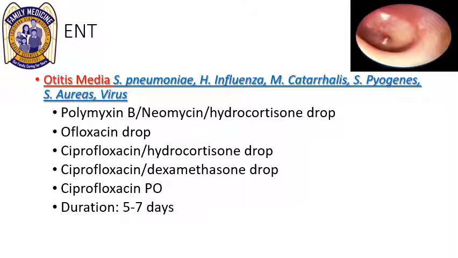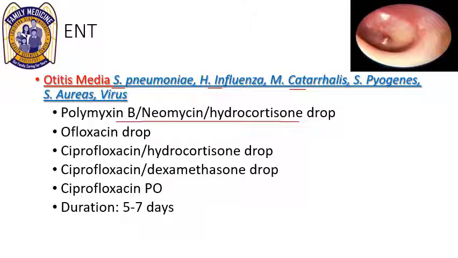Moving more internal into the ear, otitis media, you have Strep pneumo, H flu, Moraxella catarrhalis, and then aureus and some viruses and whatnot. So what do you do to treat this? You can use a triple antibiotic drop for the ear. It's an ophthalmic solution, ofloxacin, Cipro and steroid, Cipro and steroid, or Cipro PO.